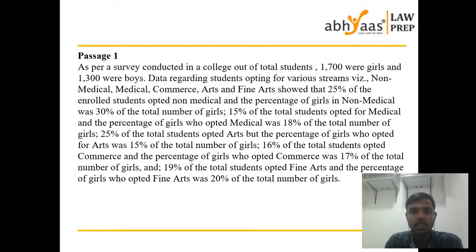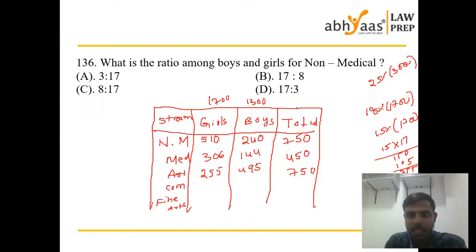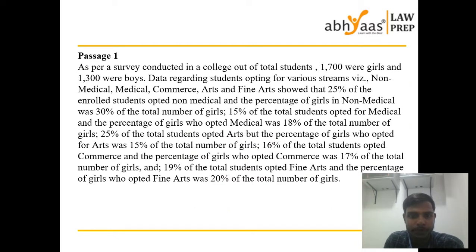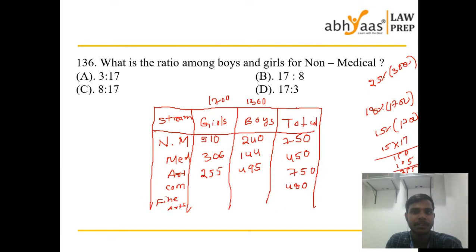Next, 16 percentage of the total students opted for commerce. So 16 percentage of 3000 is how much? 16 percentage of 3000 is 480. In this 480, 17 percentage are of the total number of girls. So the number of girls opted for commerce was 17 percentage of 1700. 17 into 17, which will be 17 square, 289. Number of girls opted for commerce was 289. So the number of boys opted for commerce will be 480 minus 289, which will be 191.